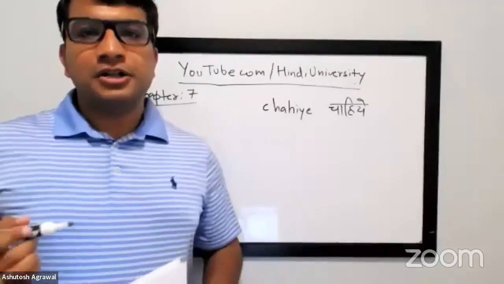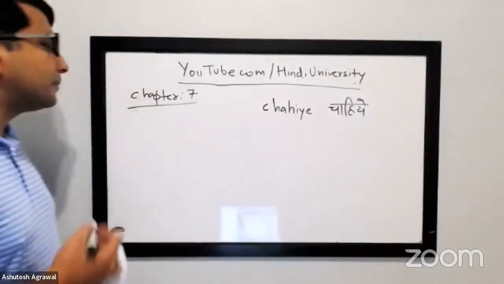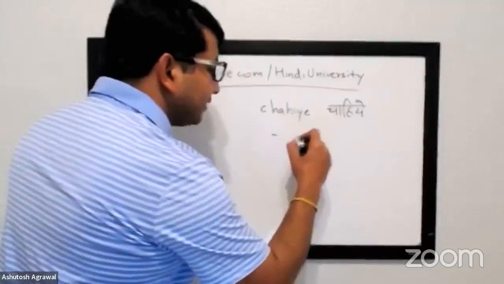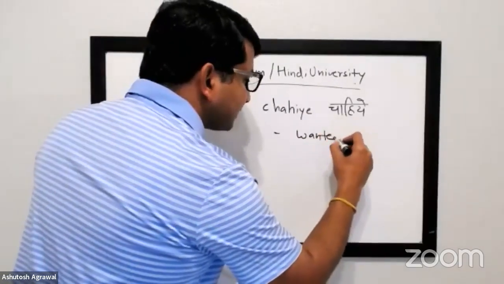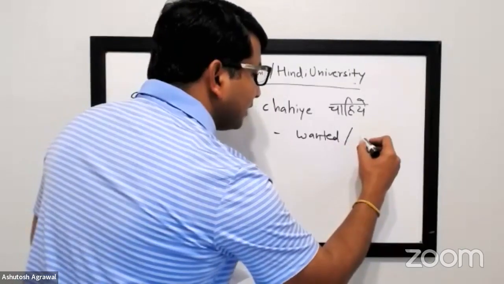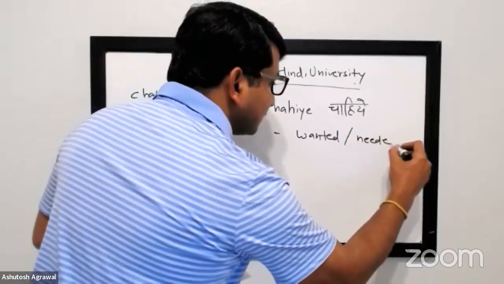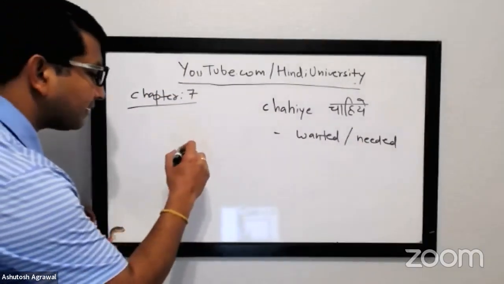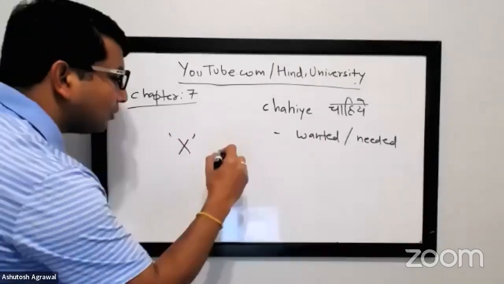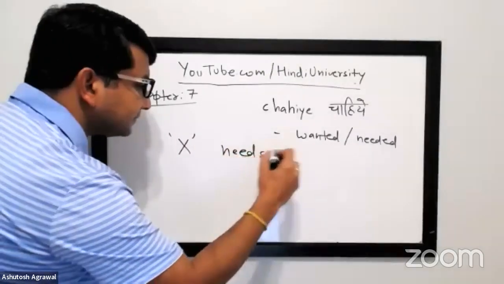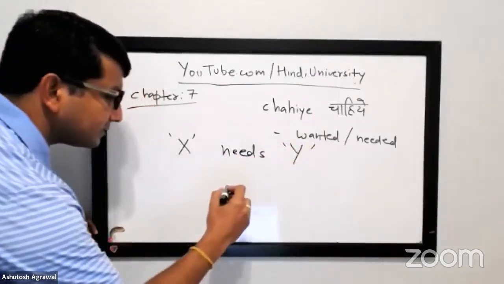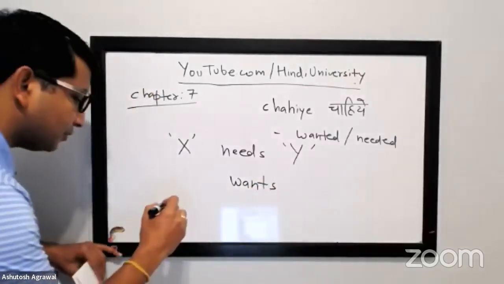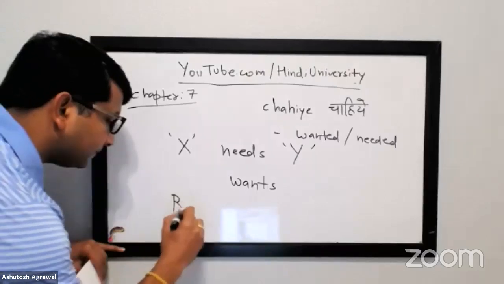That's what Richard Delacy is preparing in chapter number 7. Okay, chahiye. If you were to translate it completely, whenever you want sentences like 'wanted' or 'needed', you will see the use of chahiye. Think of an English pattern like a noun X needs Y, or X wants Y. Okay, so if I were to go back to our story.